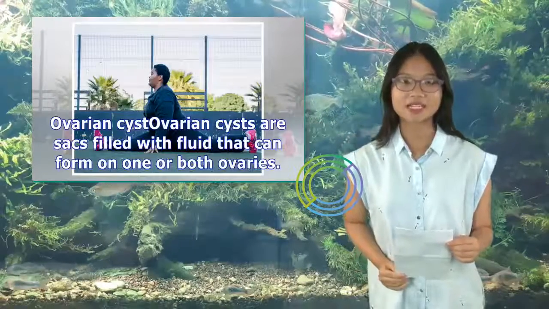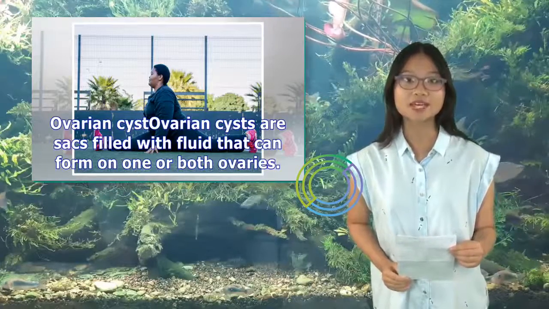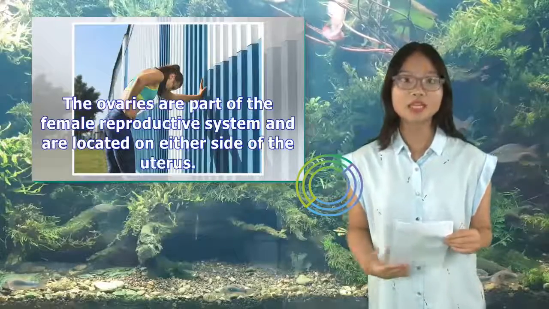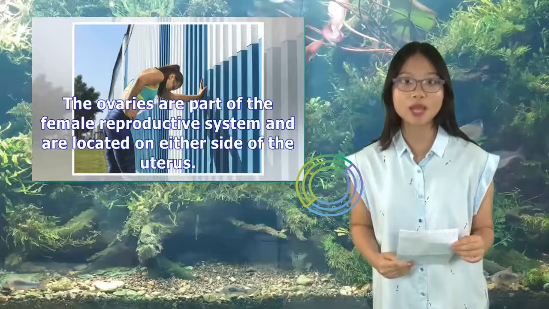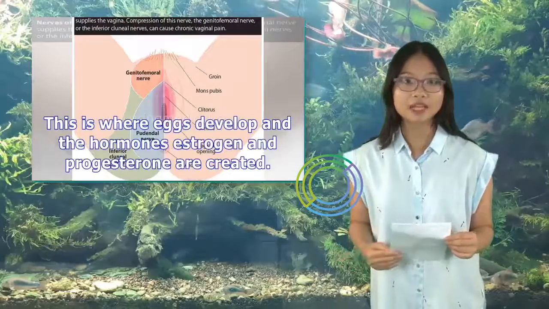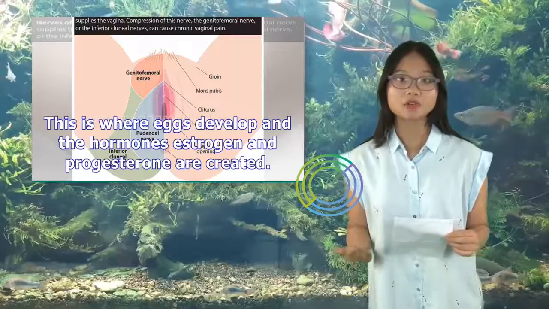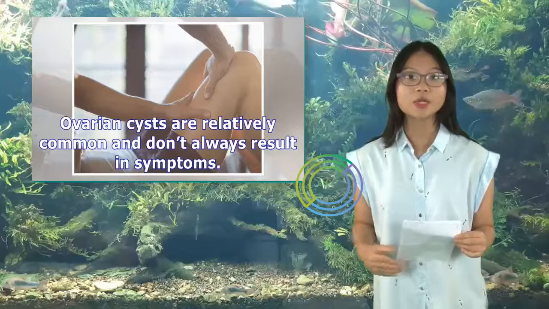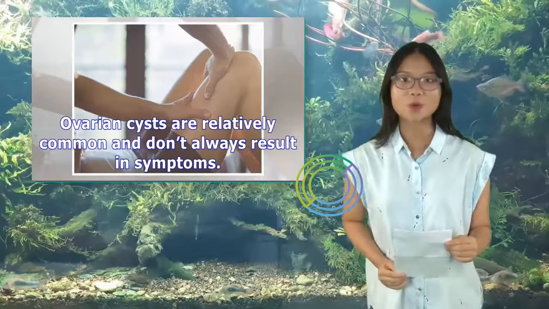Ovarian cyst. Ovarian cysts are sacs filled with fluid that can form on one or both ovaries. The ovaries are part of the female reproductive system and are located on either side of the uterus. This is where eggs develop and the hormones estrogen and progesterone are created. Ovarian cysts are relatively common and don't always result in symptoms.